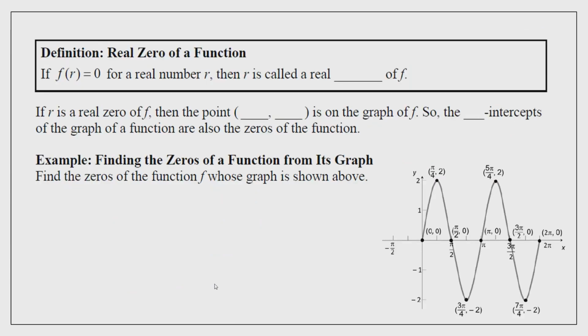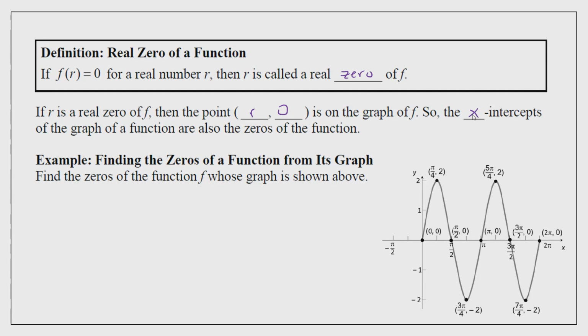The real zero of a function. If f of r equals 0 for a real number r, then r is called a real zero of f. If r is a real zero of f, then the point (r, 0) is on the graph of f. So the x-intercepts of the graph of a function are also the zeros of the function.